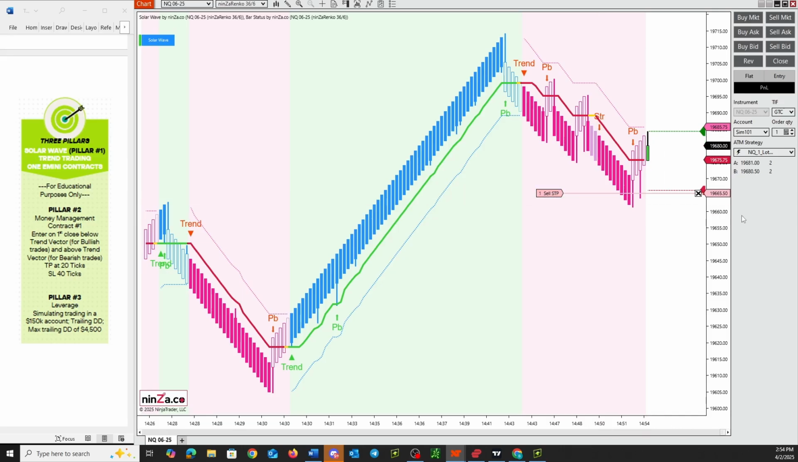Again, if we close down, try to snag another 13 ticks.